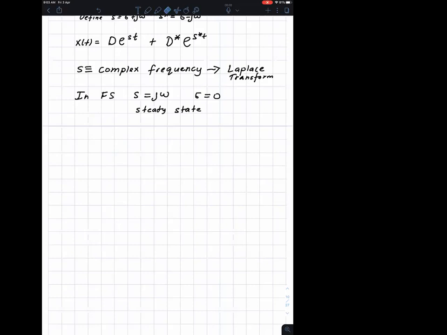Now we look at energy and power signals. We look at energy and power in the signals.